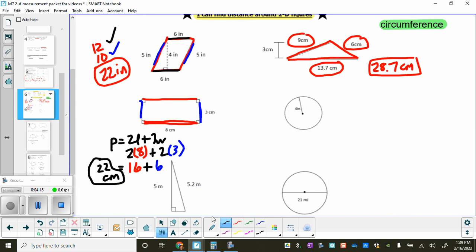Now, if you're not feeling fancy and you don't want to put it into the language of algebra, you could just say, all right, I got an 8 plus 3. Now 8 plus 3 is 11. So I could double that and get my other 2 sides. That would work as well.